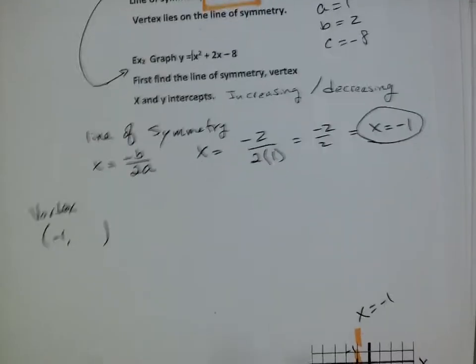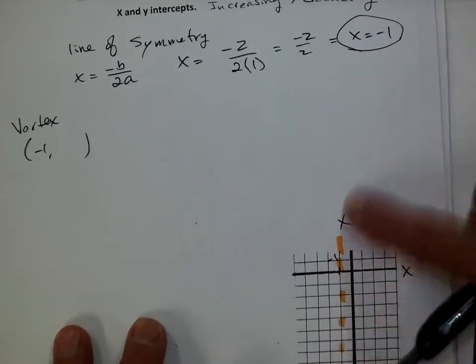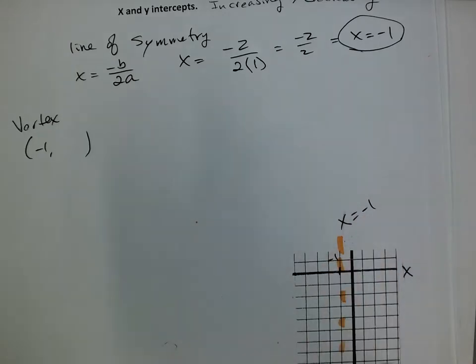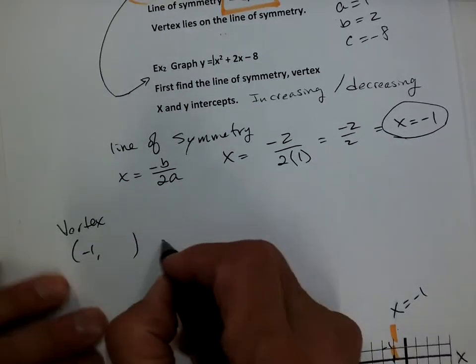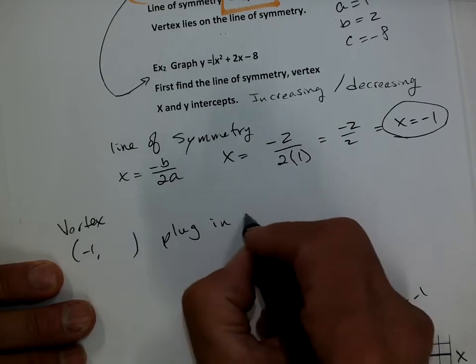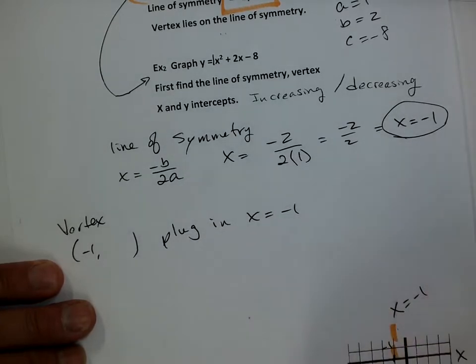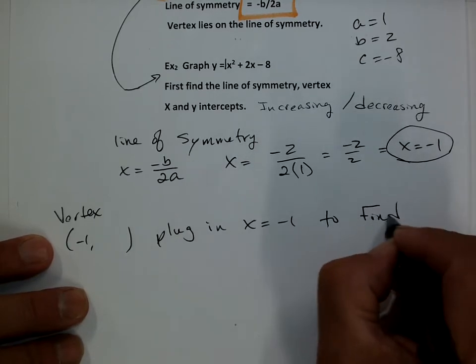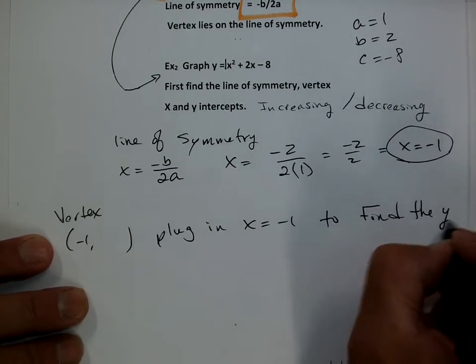Well, that makes sense. Think about it, okay? The vertex is on this line, negative 1 is there. It's got to be somewhere on this line. So the x value is negative 1. So I'm just going to plug in x equals negative 1, and we'll find the y value.